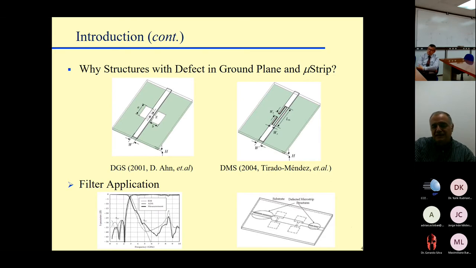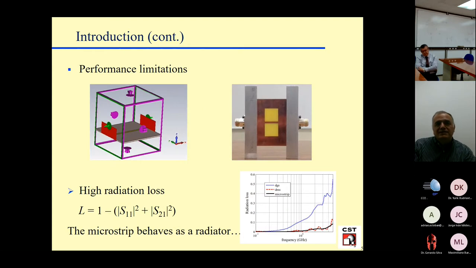The addition of two DMS, as shown in this structure, we can see defected microstrip structures at the input and output, in order to attenuate resonances at specific frequencies. An important drawback of the DGS is the need of suspending the microstrip line, as shown there, to avoid unwanted electromagnetic interference below the defected ground plane. So for design, the DGS unit cells must be surrounded by absorption conditions, as shown in the figure. This is a boundary box in CST that is required in order to simulate and design the structure.